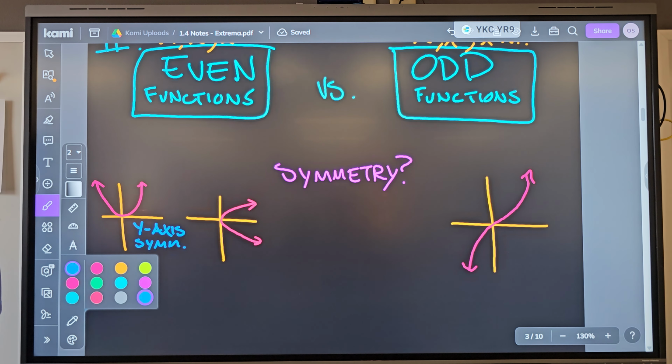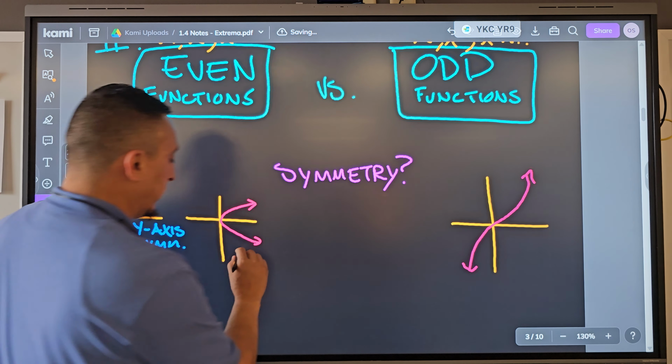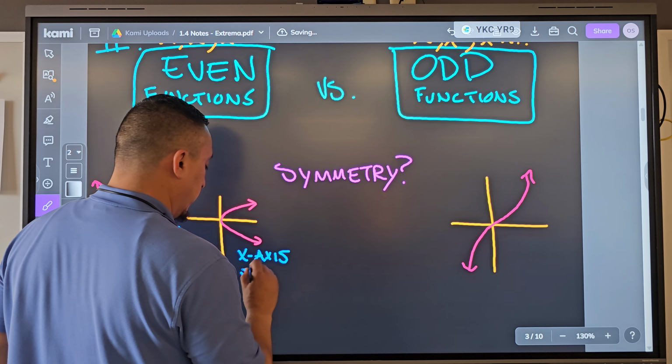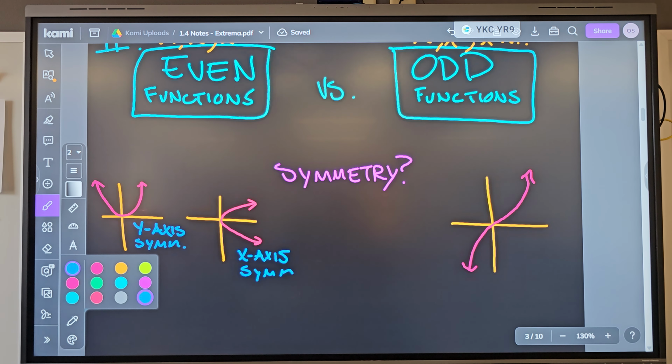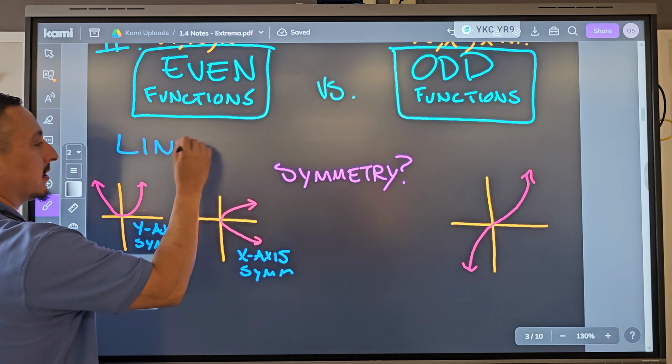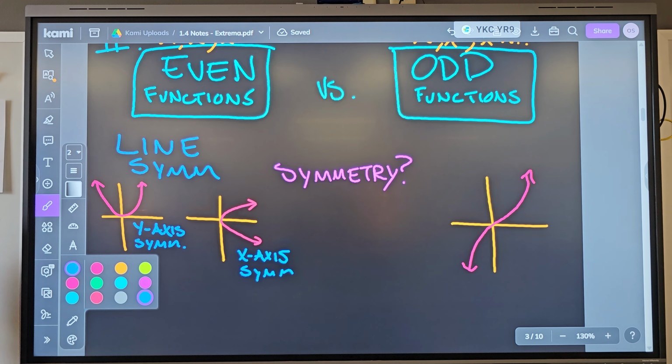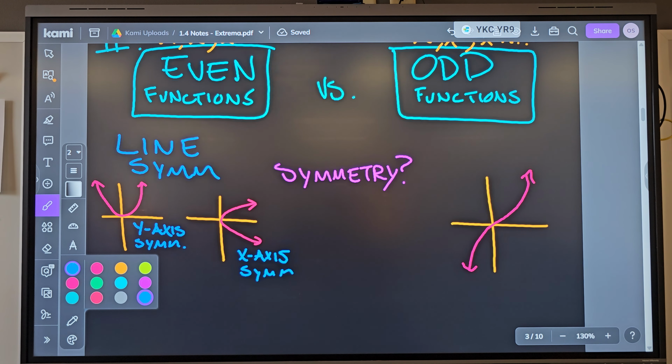Now if I just fold this sideways, now it's the x-axis. Same principle. If I fold it, it's the same. So that one's called x-axis symmetry. Both the x and the y are lines, so both together are called line symmetry, and then you can get more specific: y-axis, x-axis. Now, one thing that throws students off is it doesn't have to be right on top of the y-axis. It just means, can you fold it hot dog or burger style? You know what I mean? That's what that means.